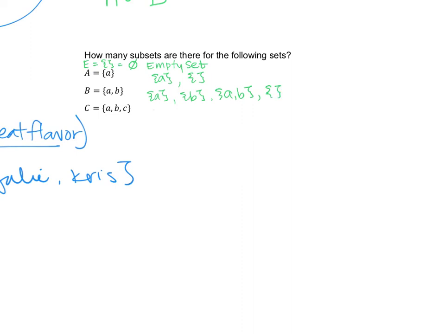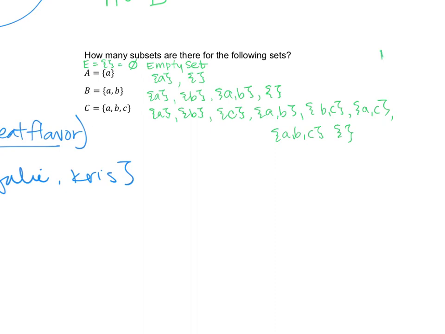For set C, we could put A and B, like put them all separate. Then we could put A with B, and we could put B with C, and what am I missing? A with C, so putting all the different partners together. And then we could put the whole set, A, B, C, and the empty set.